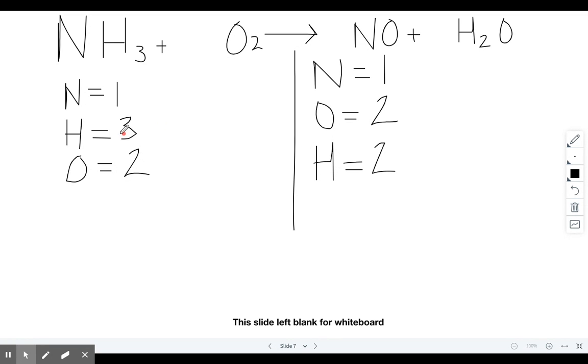So I need to multiply the reactants by 2, but I need to multiply the products by 3. So 3 times what gives me 6? That's going to be a 2. So let me change this to red. So remember, I need to put this in front. Okay, so I change my coefficient. So now I have 2 nitrogen and I have 6 hydrogen.